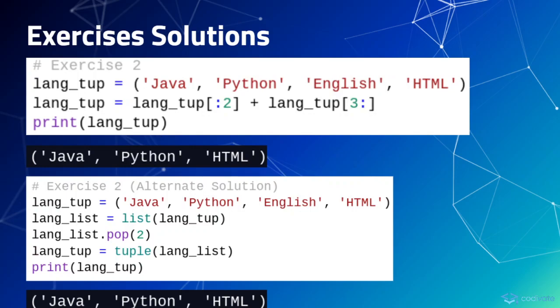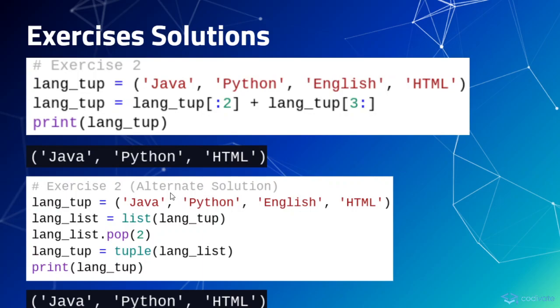So our solution for exercise 2, which was to remove an item from a tuple. There are two main approaches. One involves slicing. We would make a tuple and assign to that tuple a slice of the first two items and a slice of the last item. And we would not include English because that's the one we want to remove. And if we print that, you can confirm it has the desired output.